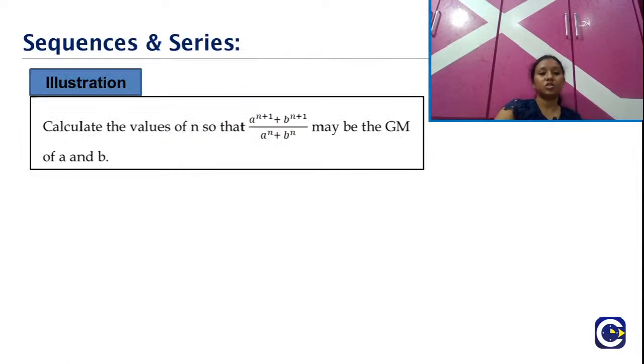So let's solve a simple question here related to our geometric mean. Calculate the value of n so that a power n plus 1 plus b power n plus 1 by a power n plus b power n may be the geometric mean of a and b. So this will be the geometric mean. So here we have to figure out the n value.